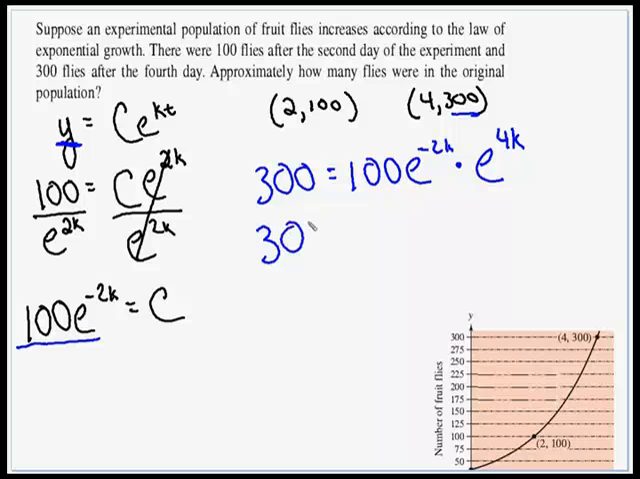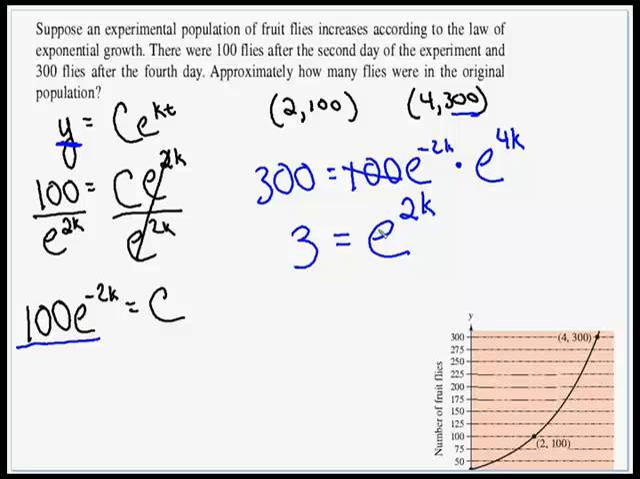So we have bases, like bases. And even right now, why don't we do it? Let's divide by 100. If we divide by 100, this is gone. 300 divided by 100 is 3. And that's equal to, here are like bases. When we have like bases that we are multiplying, we add the exponents. Negative 2k plus 4k is positive 2k.